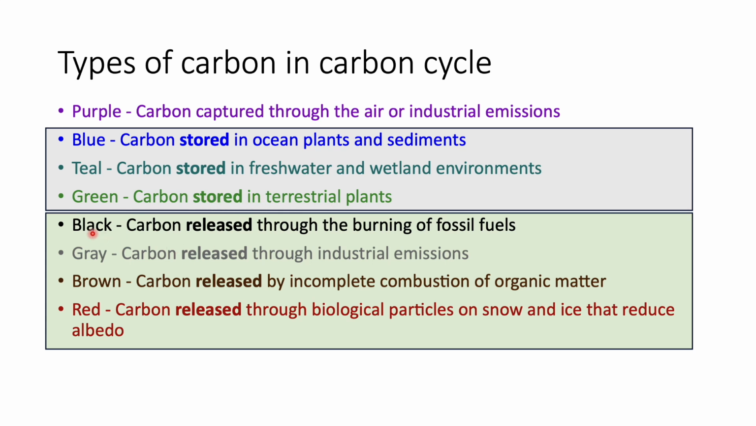And then we have black carbon, which is released through the burning of fossil fuels. Grey carbon is released through industrial emissions. Brown carbon is released by incomplete combustion of organic matter. Red carbon is released through biological particles on snow and ice that reduce albedo. Mainly, these are from anthropogenic activities.